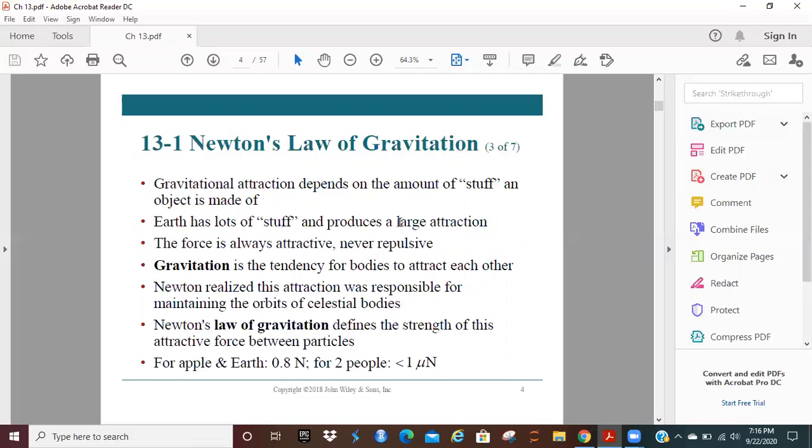Newton realized this attraction was responsible for maintaining the orbits of celestial bodies. And Newton's law of gravitation defines the strength of the attractive force between particles. For an apple and the Earth, we're looking at 0.8 newtons. For two people, we're looking at something less than 1 micronewton.